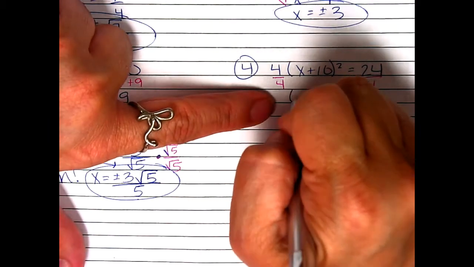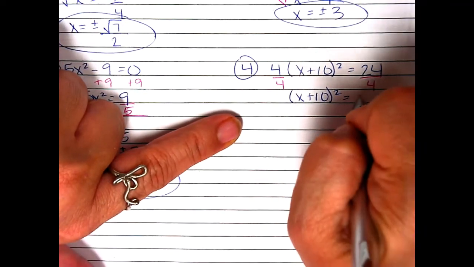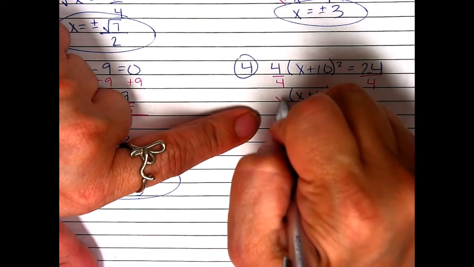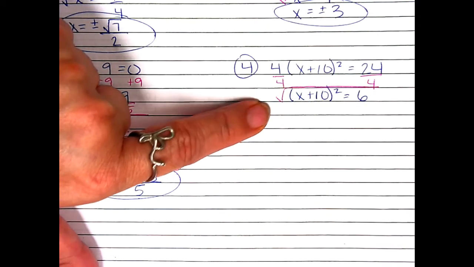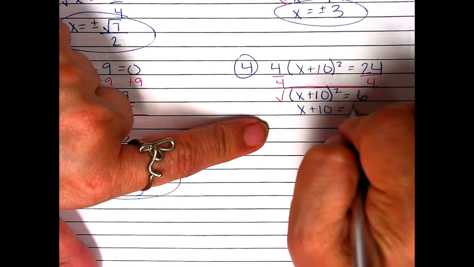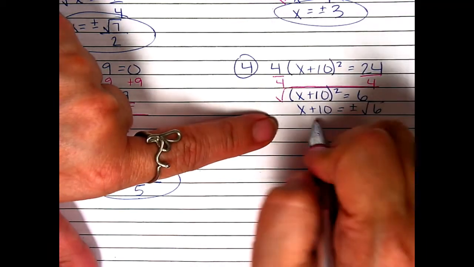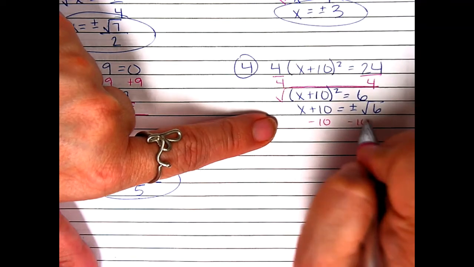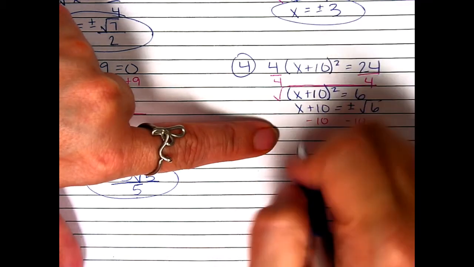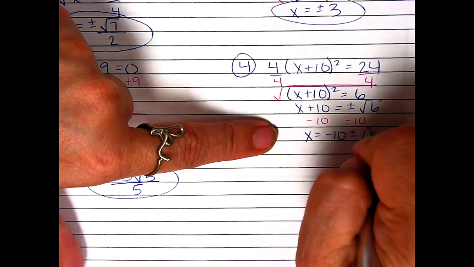So on the left, I'm left with (x plus 10) squared equals 6. Okay, and now I'm going to get rid of the square by taking the square root of both sides. So I have x plus 10 equals positive and negative radical 6. Okay, and then the last thing I have to do is subtract 10. You cannot combine 10 and radical 6, so you just have x equals negative 10 plus or minus radical 6.